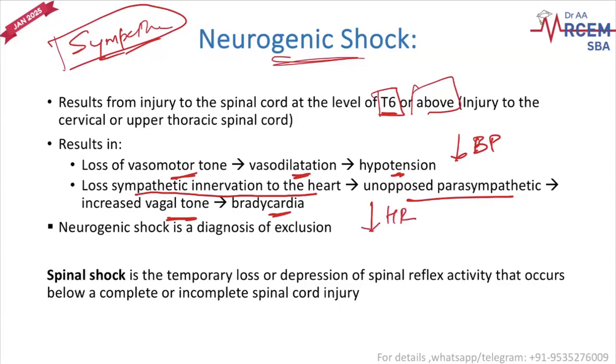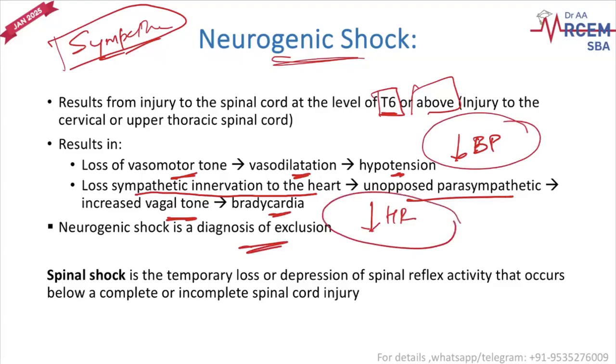Neurogenic shock is a diagnosis of exclusion. The classical features you'll be seeing are low blood pressure along with a low heart rate. If there is hemorrhagic shock, blood loss is there. Usually the blood pressure will be on the lower side along with a high heart rate, which is what you'll be commonly seeing. A low blood pressure along with a low heart rate, you need to strongly suspect a neurogenic shock.